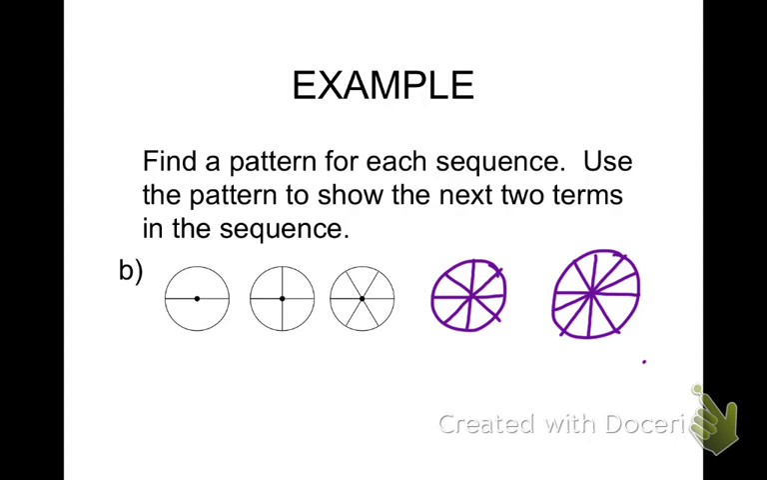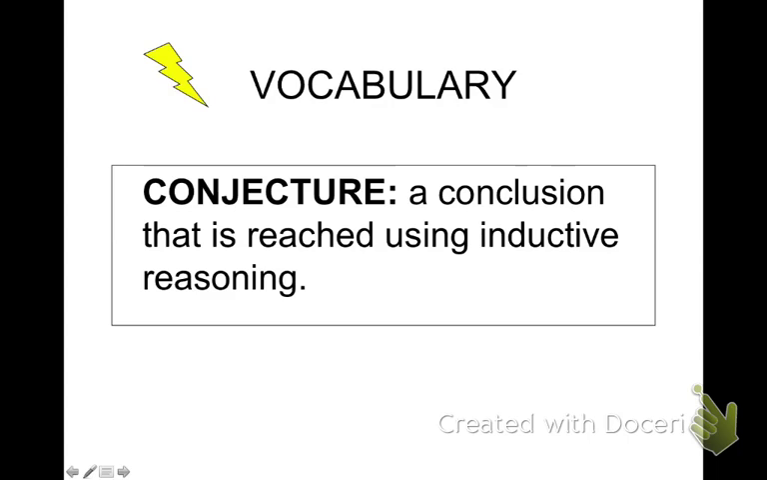Okay? So for our definition of conjecture, please write a conclusion that is reached using inductive reasoning. Okay? So a conclusion that is reached. So if you are asked in your homework to write a conjecture, you're just kind of writing what your conclusion is. Okay? It's just a fancy word for writing whatever you think is happening.